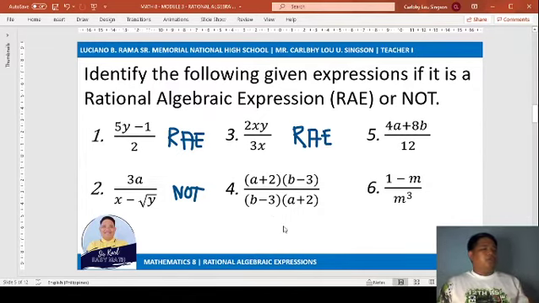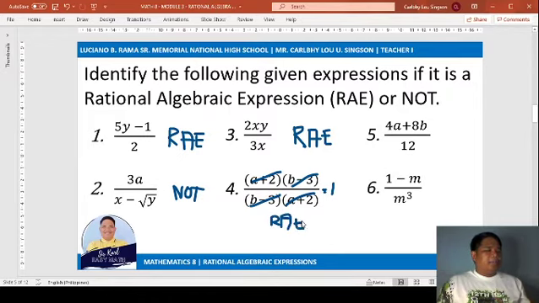How about number 4? The quantity a plus 2 times the quantity b minus 3, all over the quantity b minus 3 times the quantity a plus 2. If you take a look at it, you can just cancel b minus 3 and a plus 2. So basically this is just equal to 1, and that is still a rational algebraic expression. So number 4 is a rational algebraic expression.